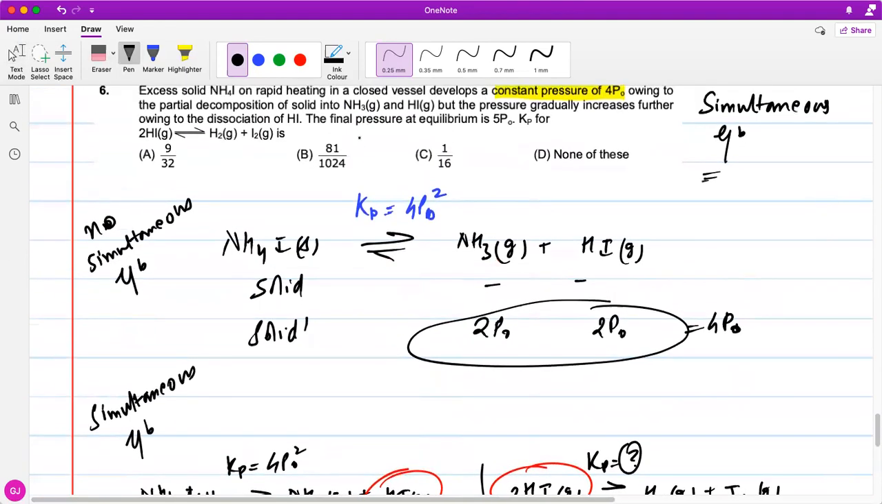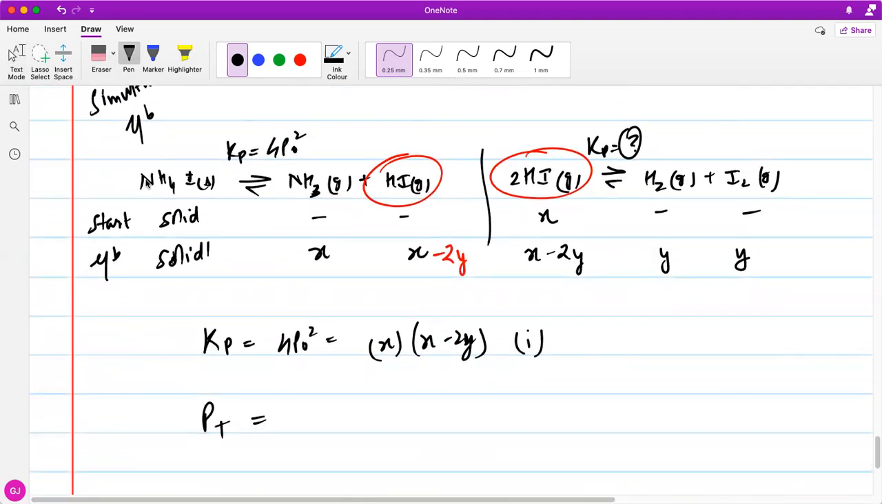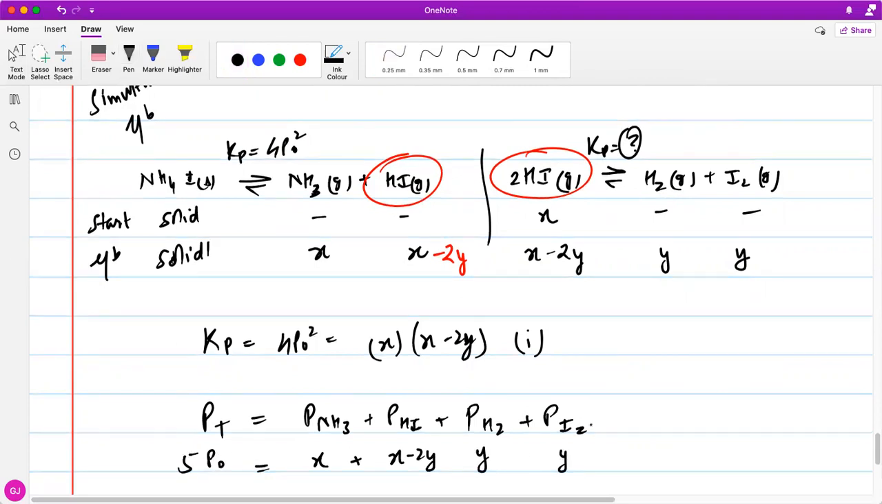Is there another piece of information that is given in the question? Yes, it is that the final pressure is 5P naught, right? So final pressure is the P total of both the equilibriums combined, like, so it will be partial pressure of ammonia plus partial pressure of HI. Right? Don't count HI two times just because it is present in two reactions. No, it's just one species that is common throughout, right? So don't double count it. Partial pressure of H2 plus partial pressure of I2. So it is X plus X minus 2Y, Y and Y. And this has been given to you as 5P naught. Right? So this is your second equation.